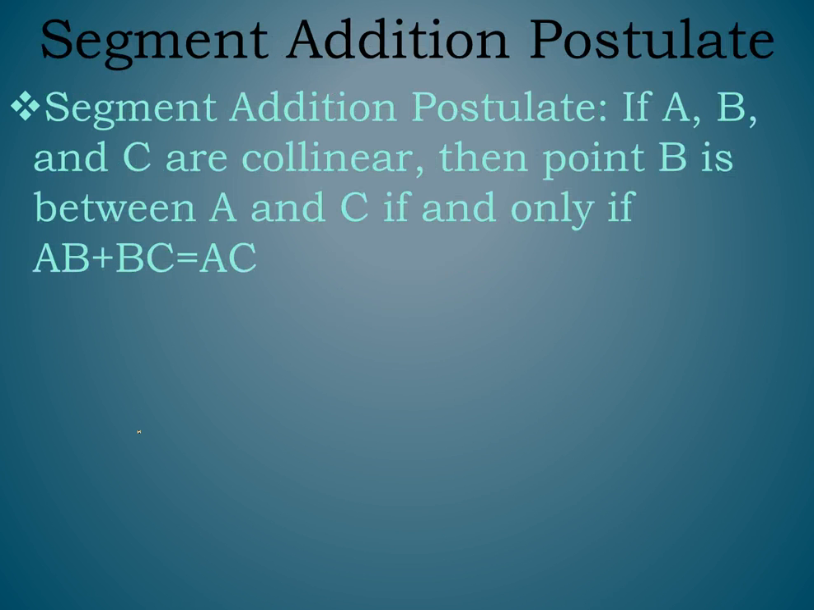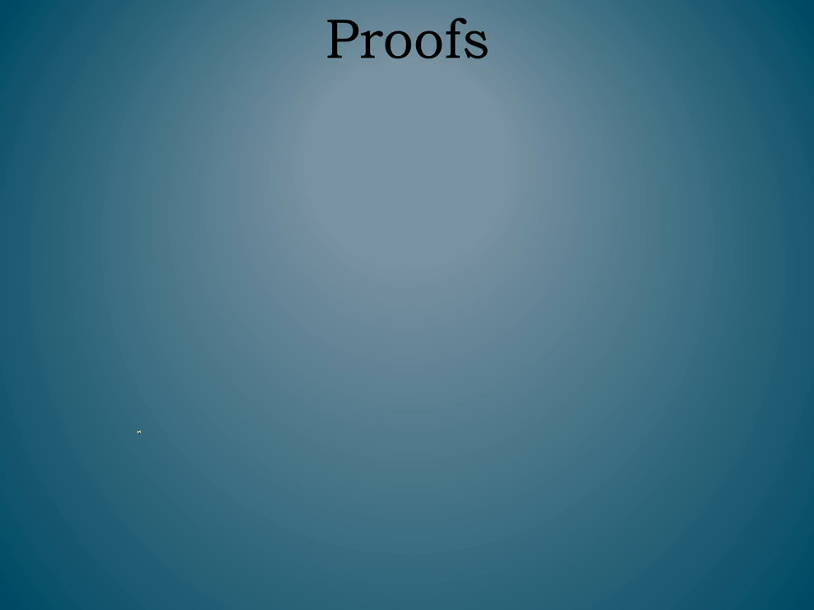For example, the segment addition postulate we will not prove. It says if A, B, and C are collinear, and point B is between A and C, if and only if AB plus BC equals AC. We're going to use this to be able to state that we can add together two smaller pieces of line to equal a larger piece. We're going to use this concept throughout the proofs we're going to write today. So let me first pause the video to draw a diagram and give the given statements.